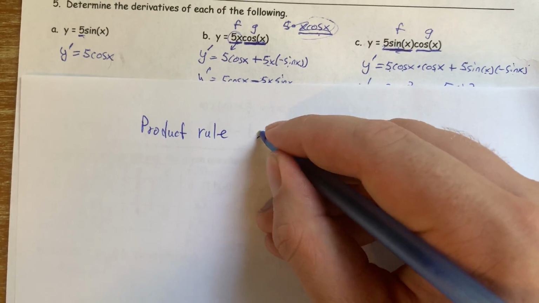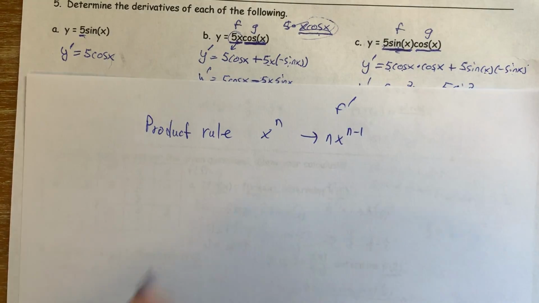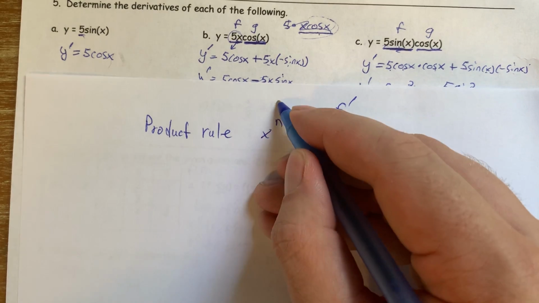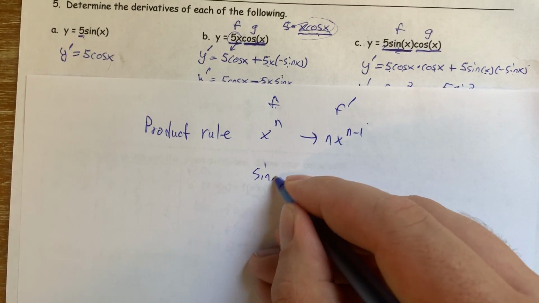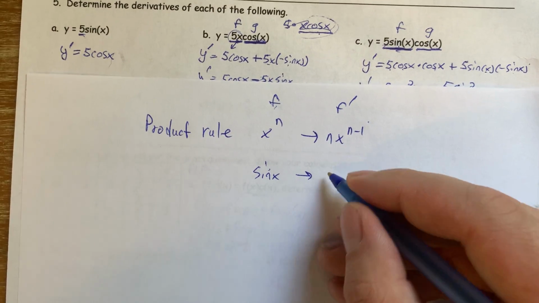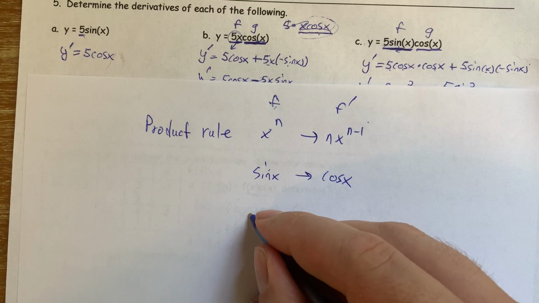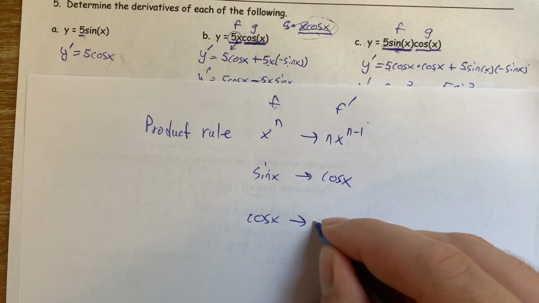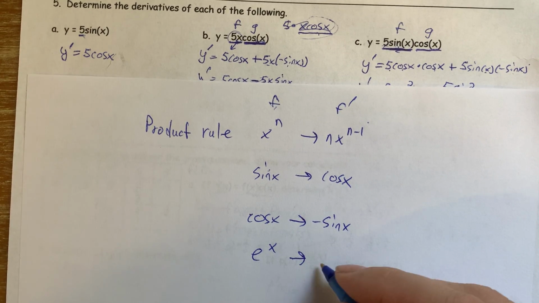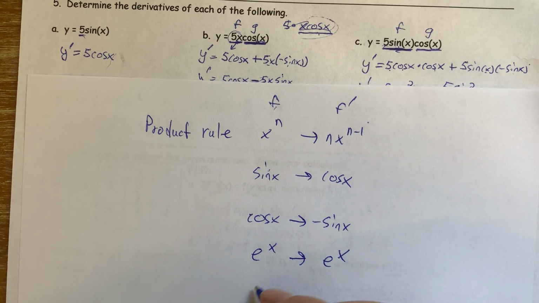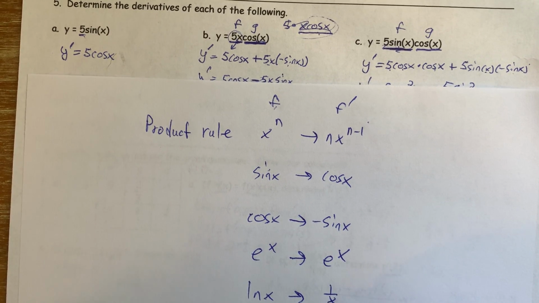So the power rule is if you have x to the n, the derivative is n times x to the n minus 1. This is worth putting on a flashcard. Like on the front side, put f, and on the back side, put f prime. You should know sine of x: put it on the front side, and on the back side of a flashcard, put cosine of x. Cosine of x, the derivative is negative sine of x. e to the x is a new one from today, and the derivative of e to the x is e to the x. Natural log of x, the derivative of natural log of x is 1 over x.